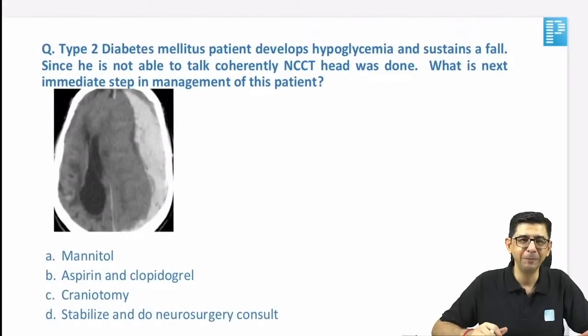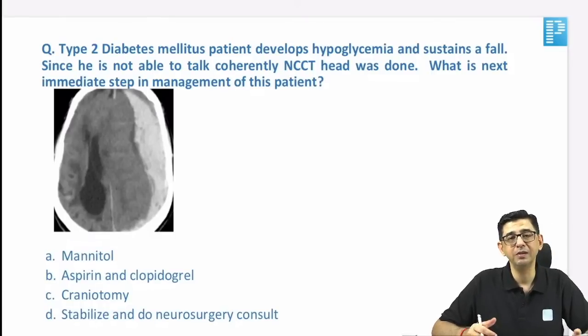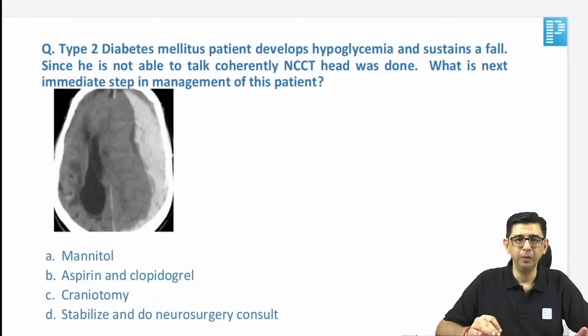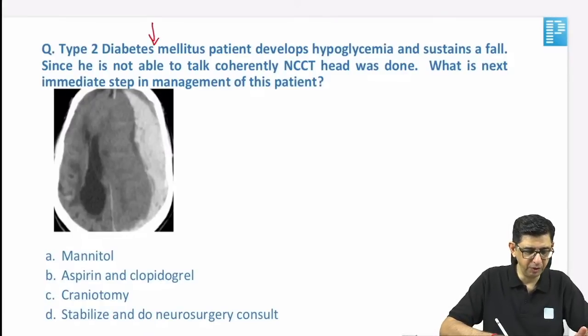There was a question with respect to type 2 diabetes mellitus, and a patient is developing a hypoglycemia and then is sustaining a fall, and you can see the bleed. Don't comment about the bleed at the moment, but my point is that was there information for a question regarding diabetes mellitus falling and then ending up with a head injury? That is the first thing there.